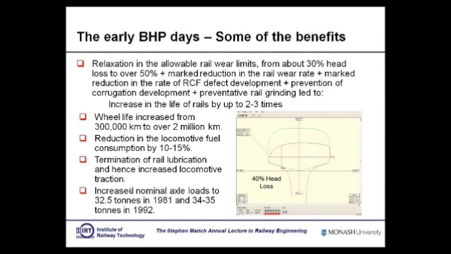Fuel consumption down by 10 to 15%. We killed off all the lubricators in the track because there was no need for lubricators. By doing that, of course, the traction went up, so we didn't need as many locomotives to pull the trains up. And during this time period, we went from 30-ton axle loads to 32.5-ton axle loads, impossible, and then to 34 to 35-ton axle loads. And this really worried our Yankee colleagues because they didn't want to go higher in axle loads.